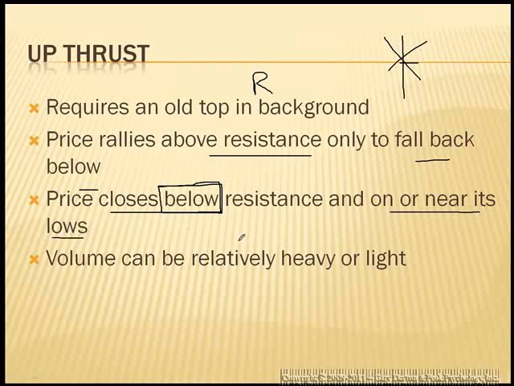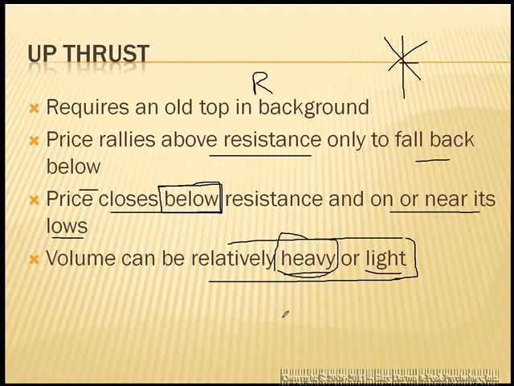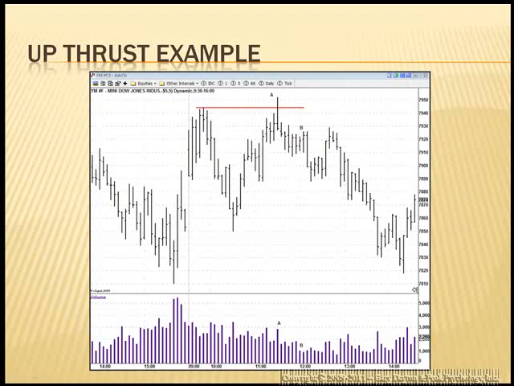Okay. And volume can be relatively heavy or light. And this is a little more flexible than springs. If it's light volume, it suggests that there's no buying up there. If it's heavy volume, it's suggesting that supply is coming in. And I actually like to see this heavy volume. It's kind of like stopping volume in reverse. It's stopping the up move, if you will. Okay. So let's take a look at a few examples.